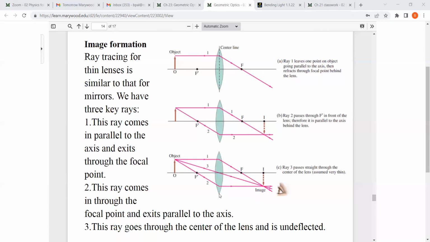Okay, so when all the refracted rays meet, we see the image. So here you see that these three refracted rays are meeting at this point. So this is the image. Now here you see the image is on the other side of the lens. Okay, and this type of image we call the real image. And you see that this is inverted. Real image is always inverted. So here you see that inverted image.